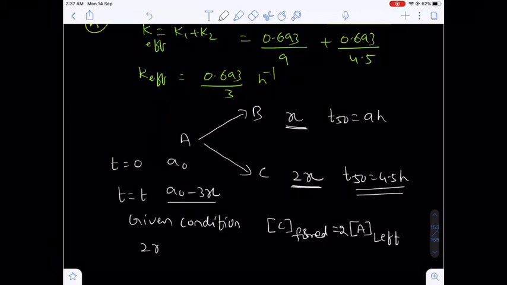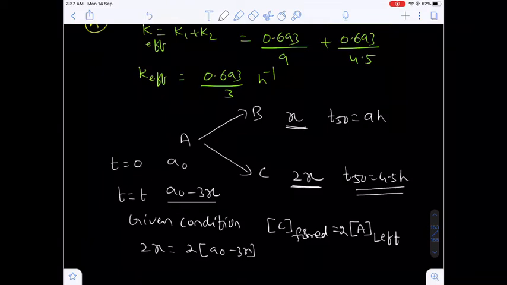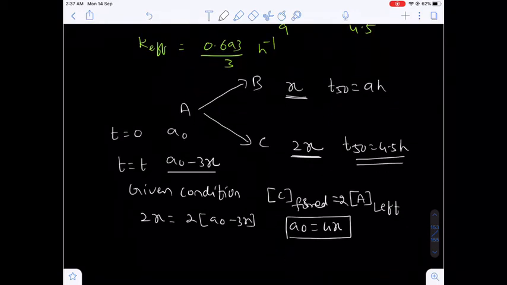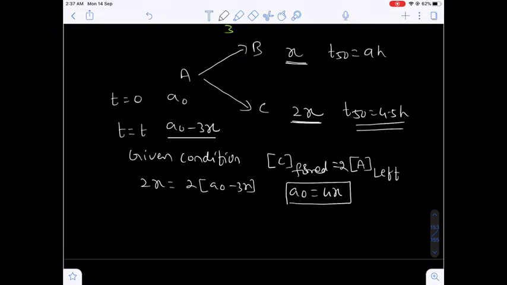How much C will be formed here? 2x. How much A will be left here? A naught minus 3x. 2 times A naught minus 3x. So from here, I can write A naught is equal to 4x. Are you getting my point? A naught is equal to what? 4x.